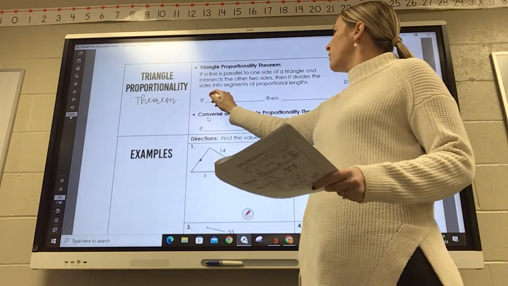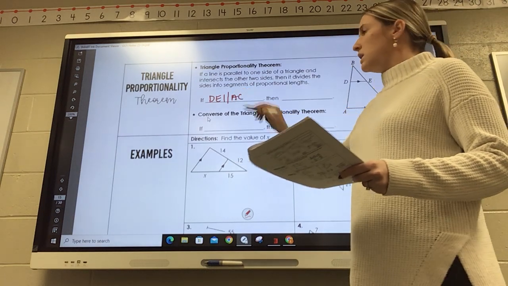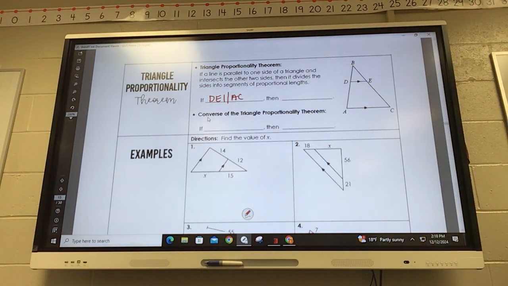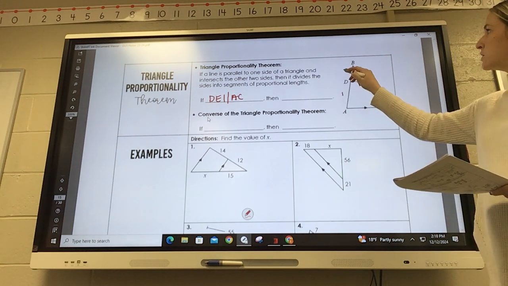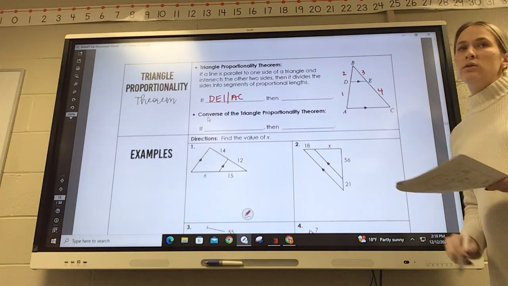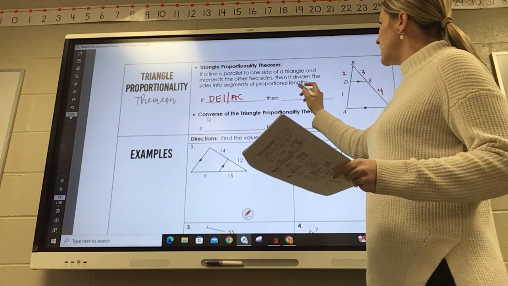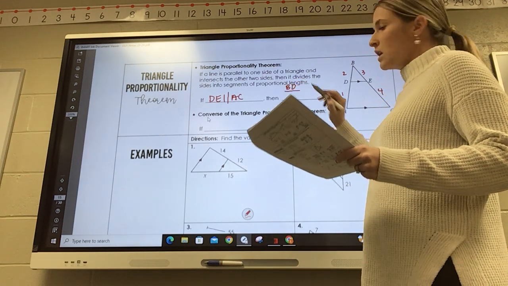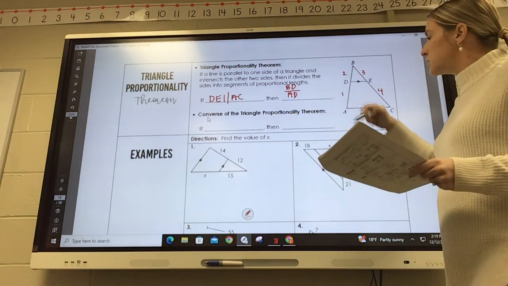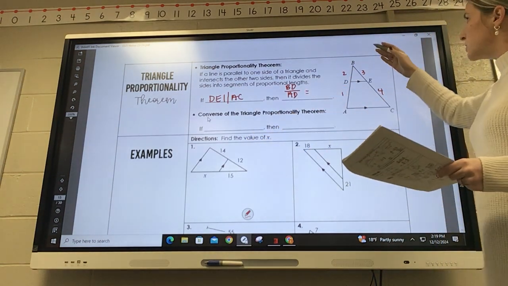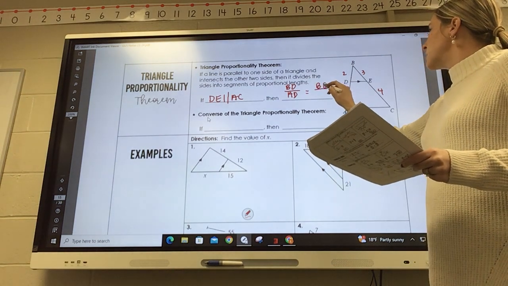So if you know that DE, your first set, is parallel to AC, then what you know is each little side chunk, like I'll label them 1, 2, 3, and 4, those little chunks are proportional to each other. So BD, basically number 2, over AD, the bottom, so like 1 and 2, those are proportional to the other side. It doesn't mean they're equal, just proportional.